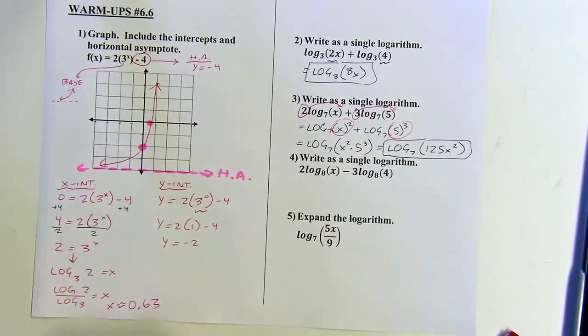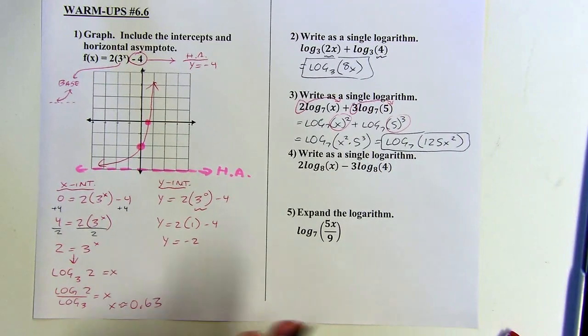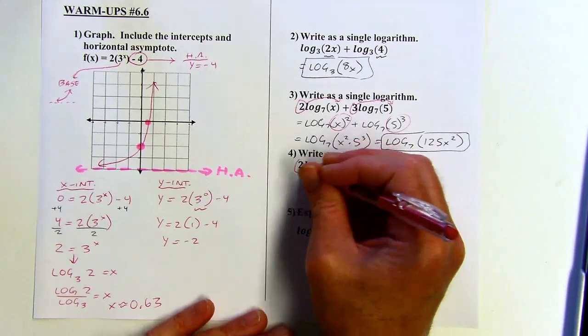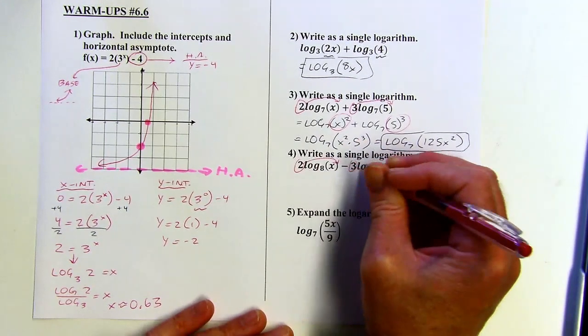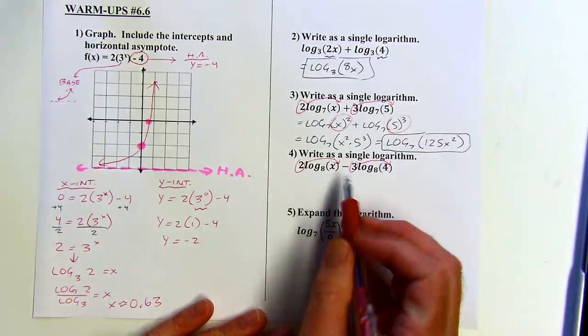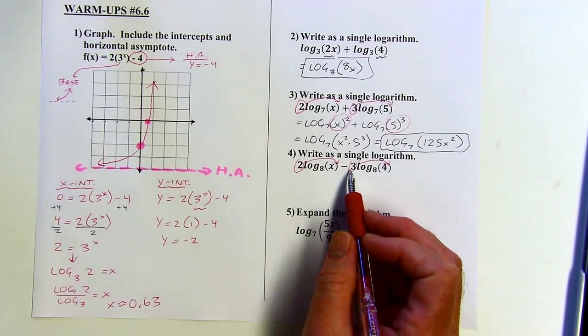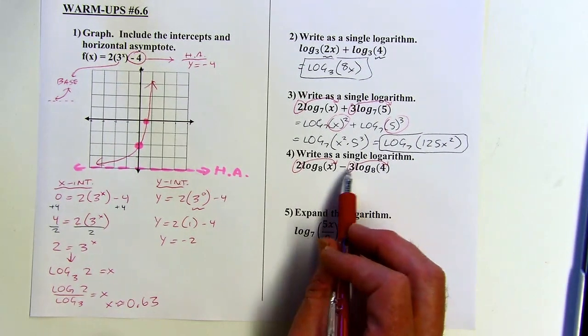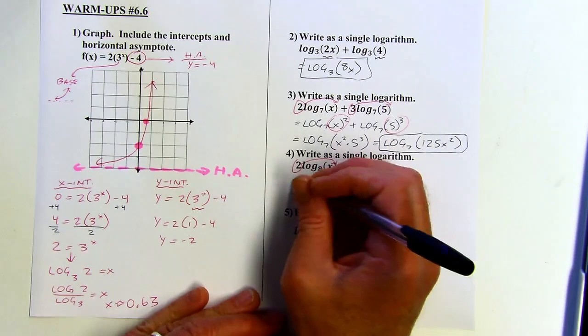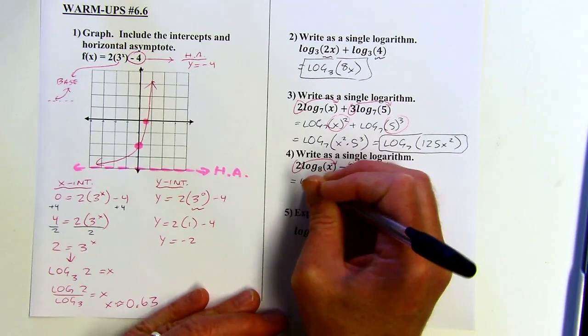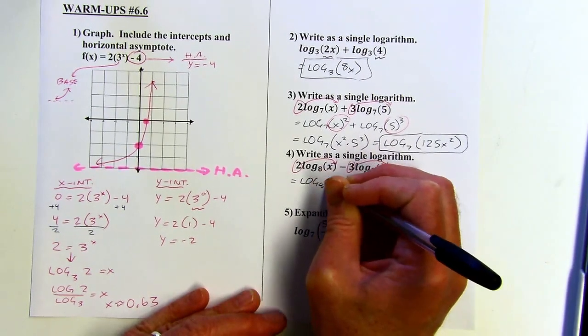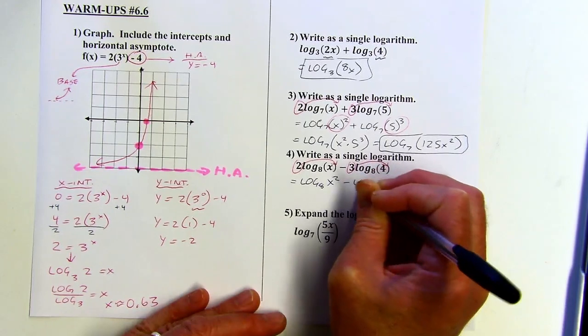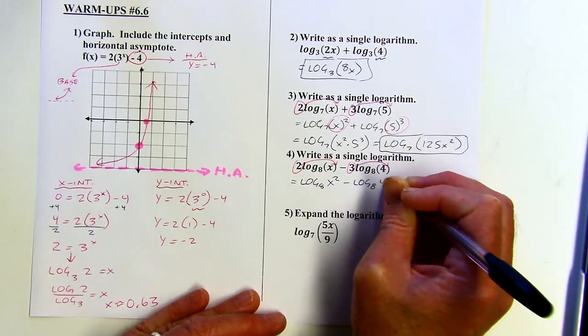Okay. All right, again, we've got coefficients. So again, we want to use the power rule to move the 2 and the 3 out of the way. You could take the negative with this 3 if you wanted to, and then you'd be adding the two logs together. I always just pull the number itself and leave it as subtracting, but it'll actually work out either way. So this is log base 8 of x squared minus log base 8 of 4 to the third.